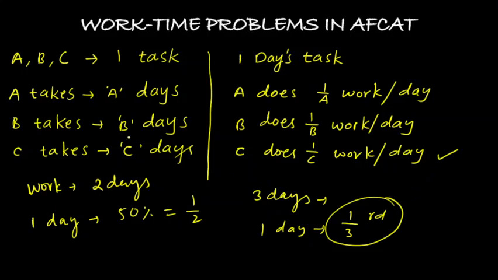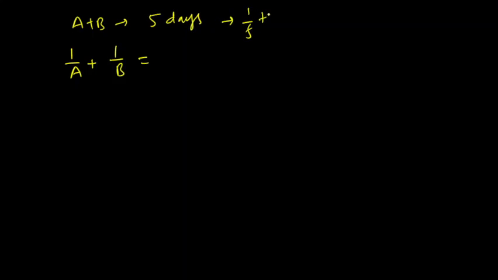Now let us understand if they give multiple problems, like you have A and B, and they are completing work in particular days. Suppose A plus B are doing a work in 5 days. How to tackle this problem? We know that A does 1 by A work in one day and B does 1 by B work per day. So in one day the work done is this much. If they are completing the work in 5 days, then in one day they are able to do 1/5 of the work. So here you can write 1 by 5.